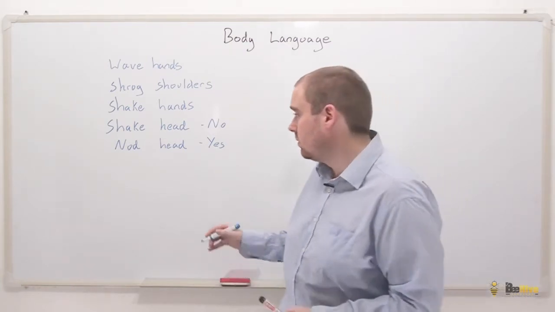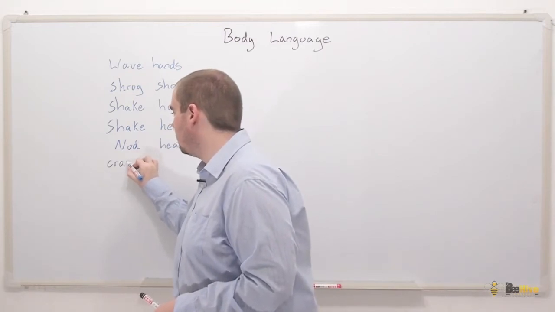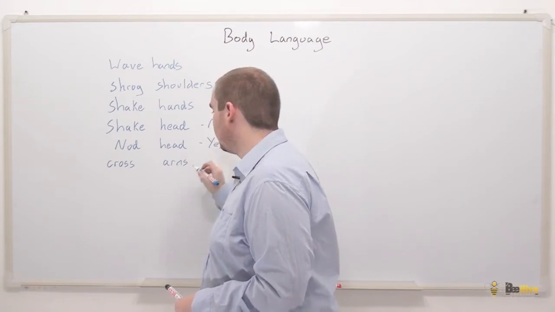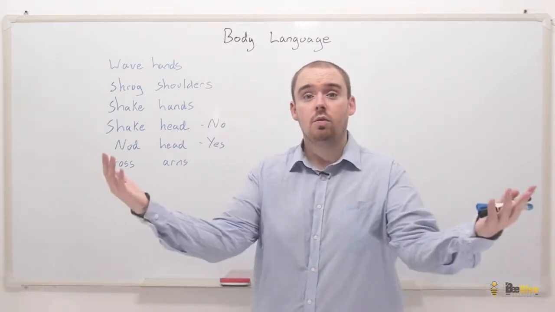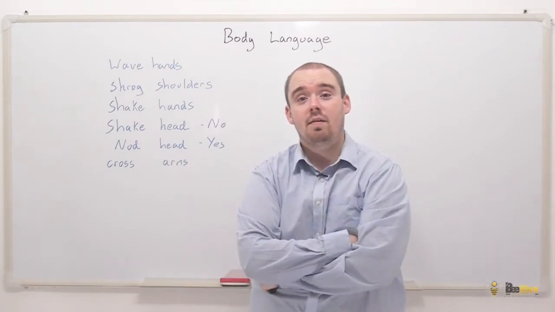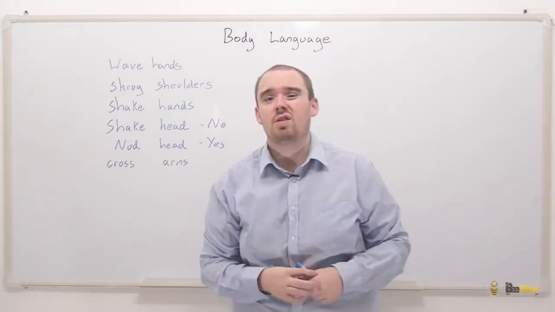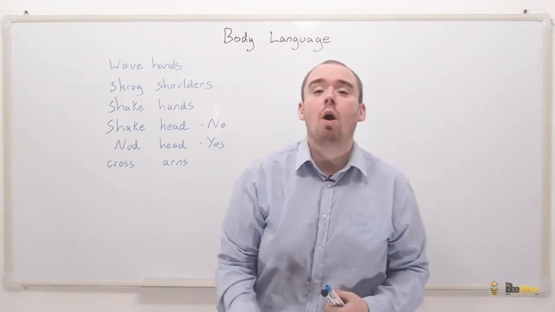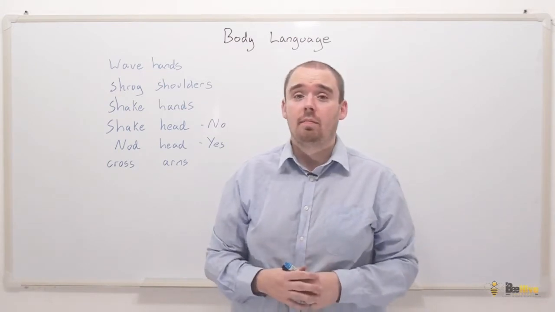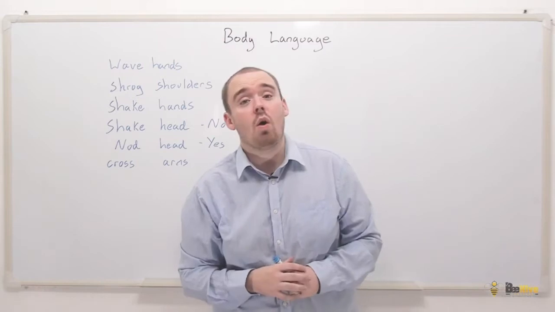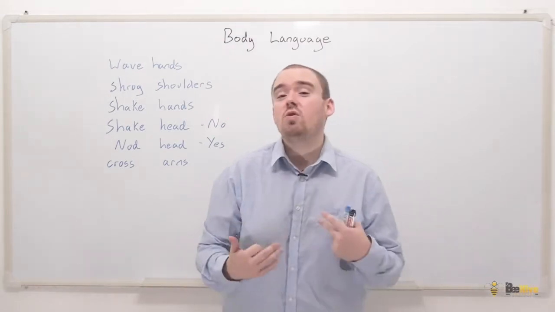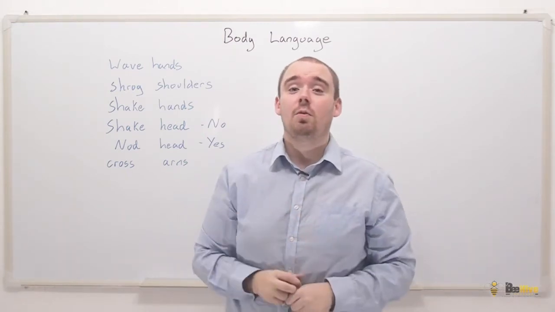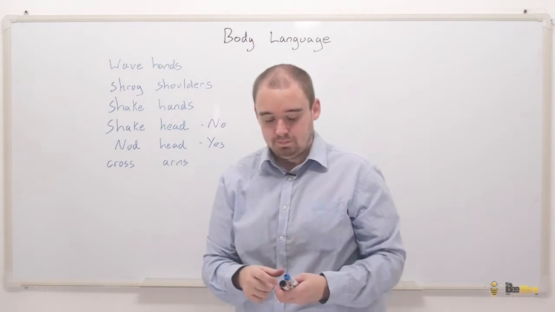For example, sometimes people cross their arms. Okay? This is when you take your arms and you cross them like this. And when someone crosses their arms, it means maybe that they're angry or they are bored. They don't want to be there. Okay? The meaning is not always the same. Okay? But normally when people cross their arms, it's not a good thing. Okay? It's bad.